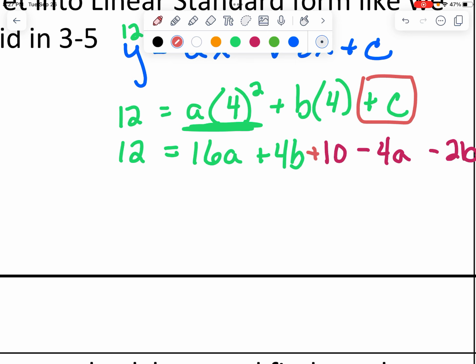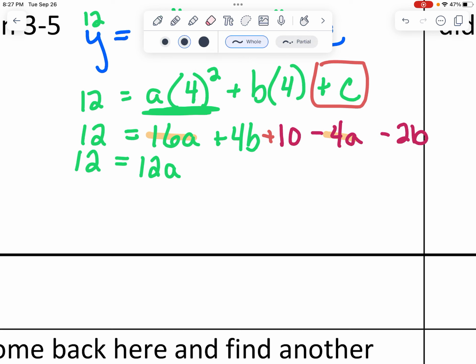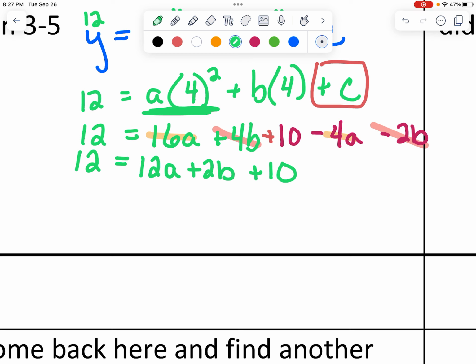So you have to replace x, y, and then we also had to kind of get c there. Let's put this thing into linear standard form. So what are we going to have? We're going to have our 12. We're going to have, instead of 16a, 16 minus 4. I'm going to have 12a here, combining my like terms. And what will I have here? Let's take a look with red. That's going to be 4b, and negative 2b is 2b. And then I have that random 10. And I'm going to take this 10 over like this.